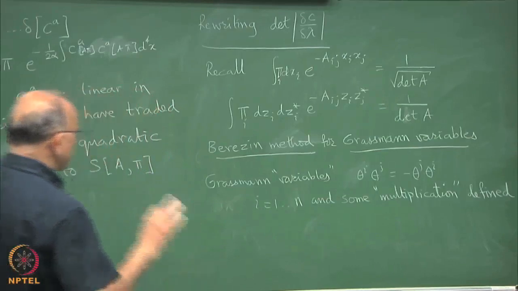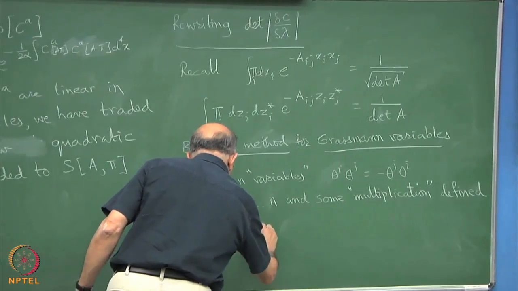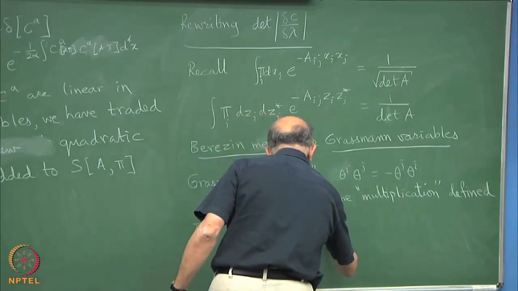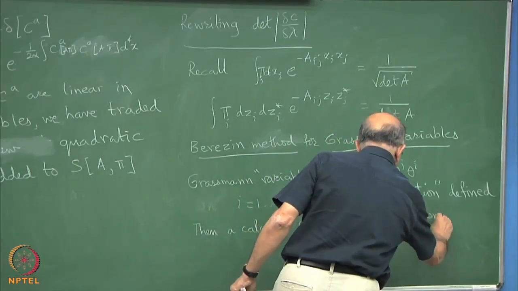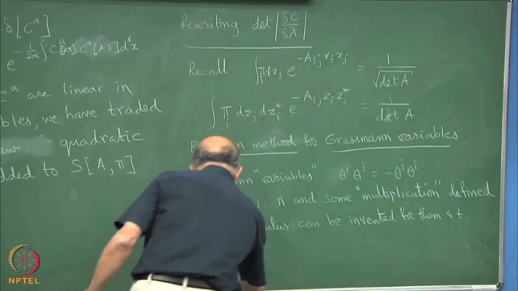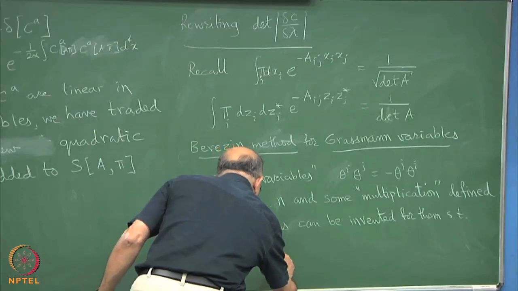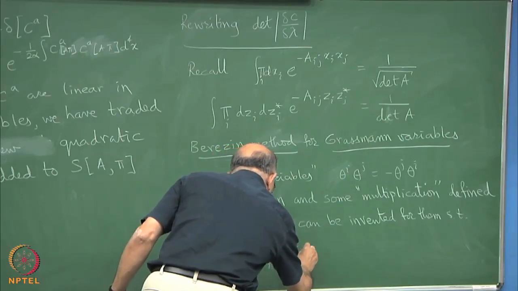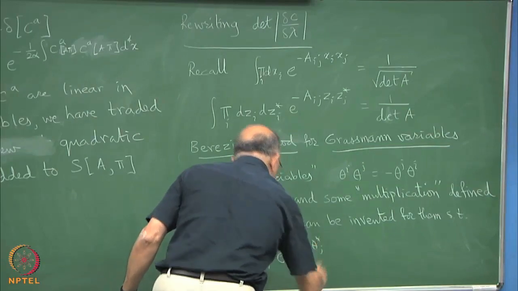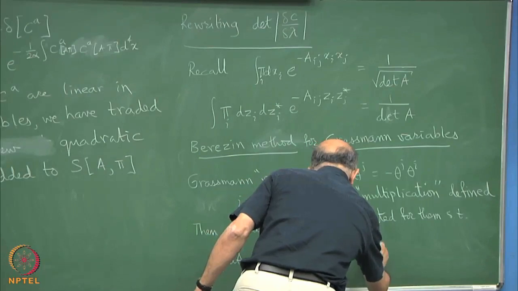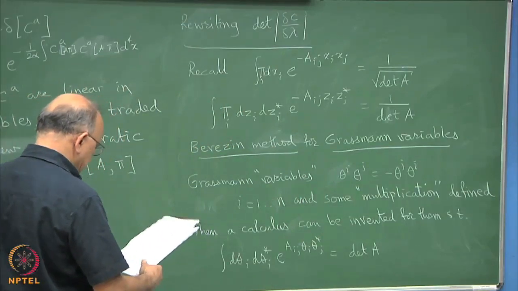So, we are reaching 7 o'clock. So, let me first tell you the answer. Then a calculus can be invented such that the integral d theta i d theta i star e raised to a i j theta i theta j star is equal to determinant of A in the numerator. So, this is what we will check next time, but let me start it off.